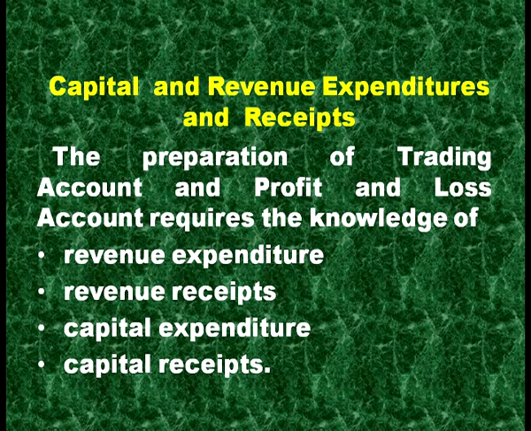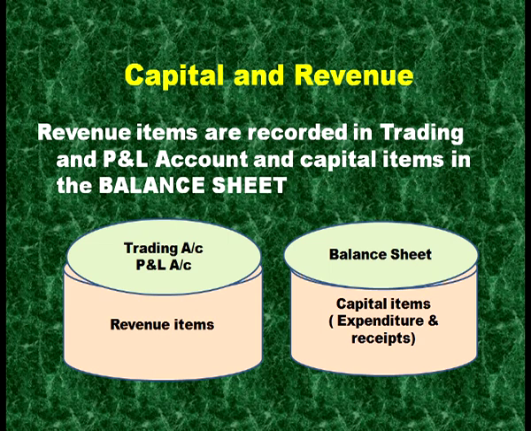The preparation of trading account and profit and loss account requires the knowledge of some important items like revenue expenditure, revenue receipts, capital expenditure and capital receipts. Revenue items are recorded in the trading and profit and loss account, and capital items are recorded in the balance sheet. What is the capital expenditure?